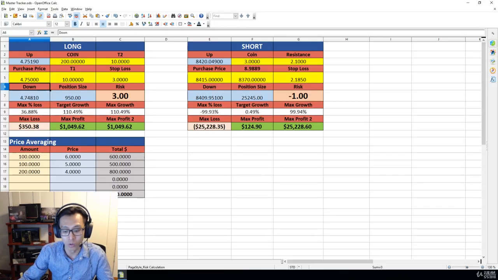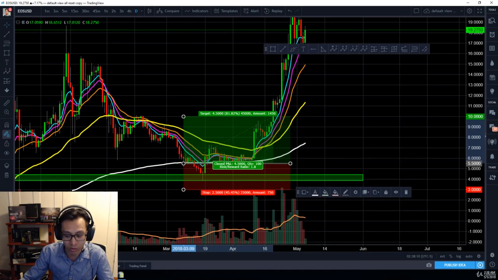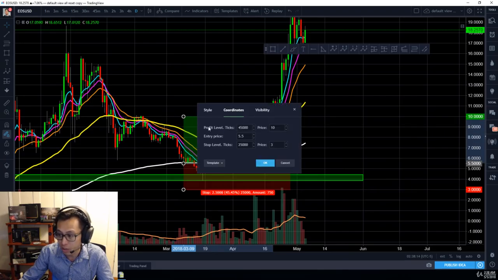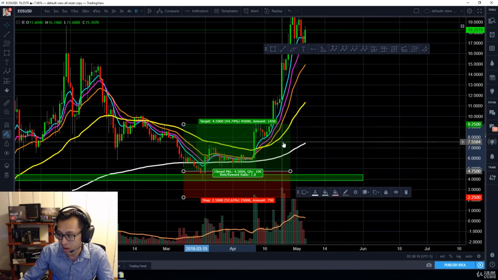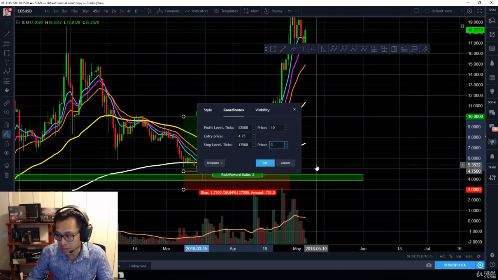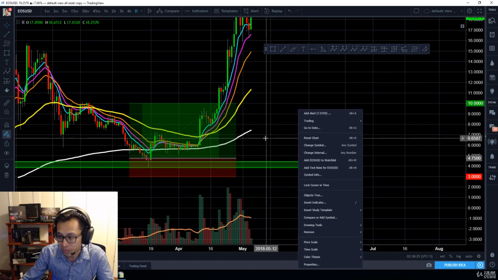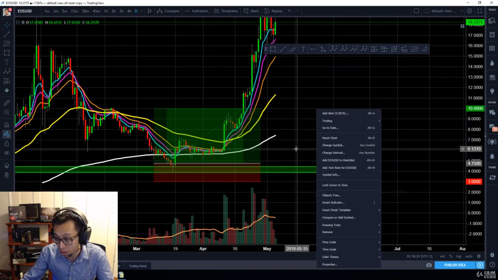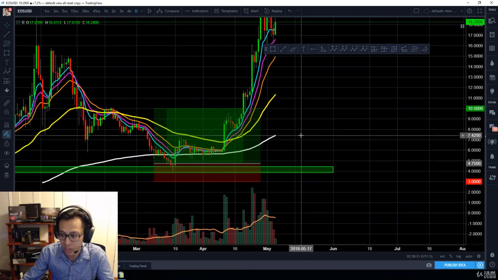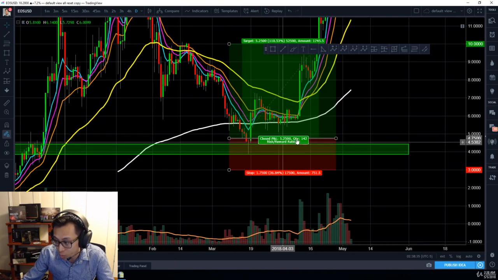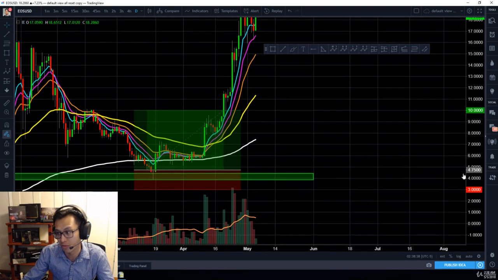It's at 3.0. So when we go to this chart right over here, we can change this to 4.75 now, okay? And now our target is still $10 and our stop loss is still $3. So I hope that this makes a lot of sense. Now you've averaged out your price to pretty much right near the bottom, which is phenomenal, guys.